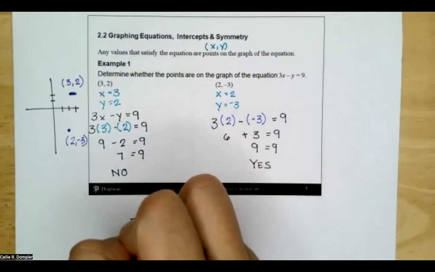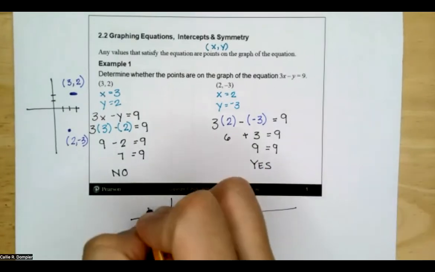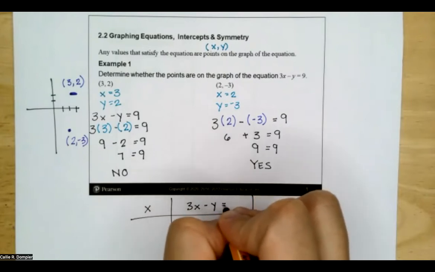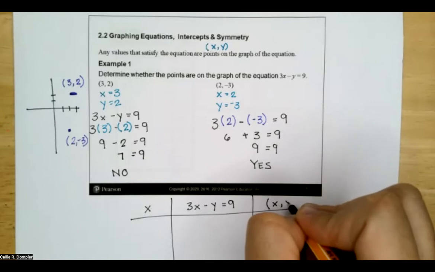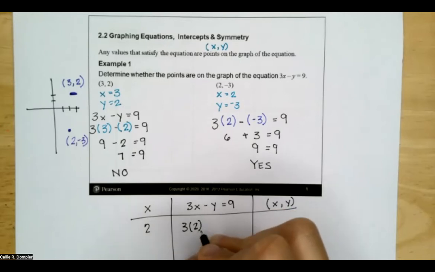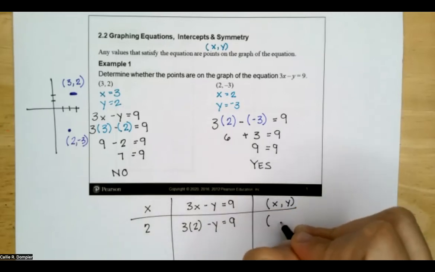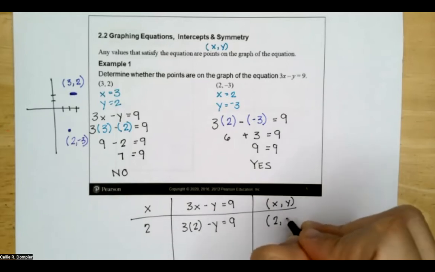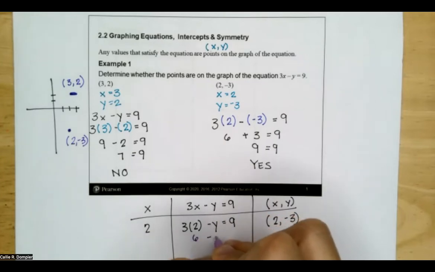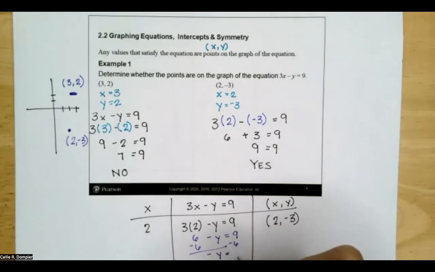All right, so we're going to be making a lot of tables today. X, 3x minus y equals 9. And what are my x and y? So we decided that when x is 2, 3 times 2 minus y equals 9 gave us the value of 2, -3, right? So if you were to solve this, 3 times 2 is 6, 6 minus y equals 9, subtract 6, -y equals 3, so y equals -3, right?